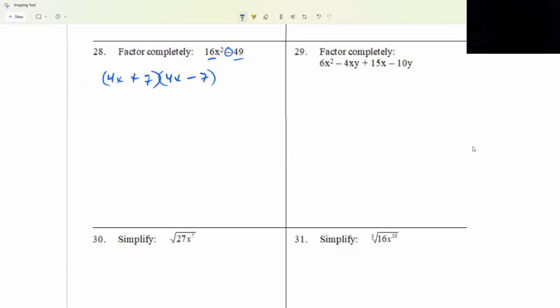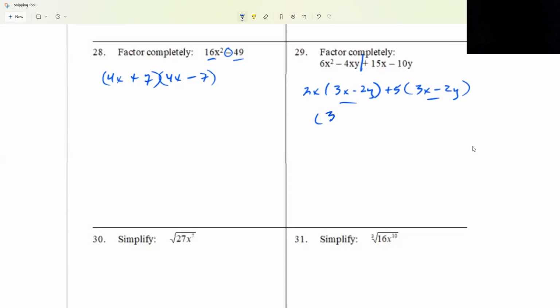All right. Number 29, this is just factoring by grouping. So I'm going to factor out 2x. It's going to leave me with 3x minus 2y. Here I'm going to factor out plus 5. That's going to leave me with 3x minus 2y. These 2 guys are the same, so pull that out. 3x minus 2y. It's going to leave you with 2x plus 5. All right, and you're done.